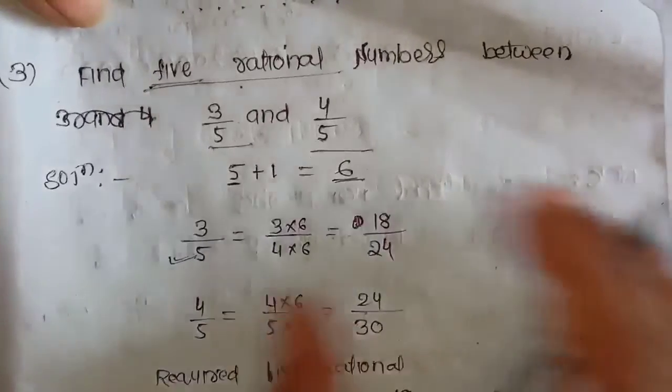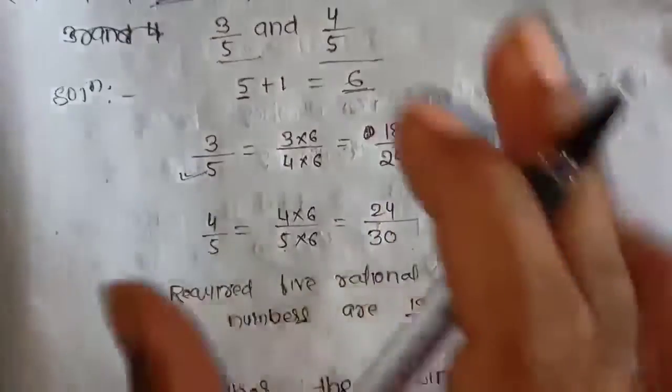The required 5 rational numbers we have found in an easy way. Okay, you can watch it clearly.